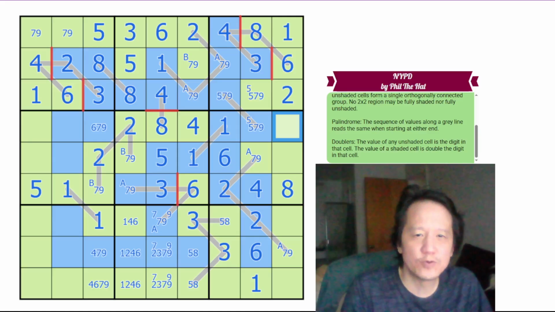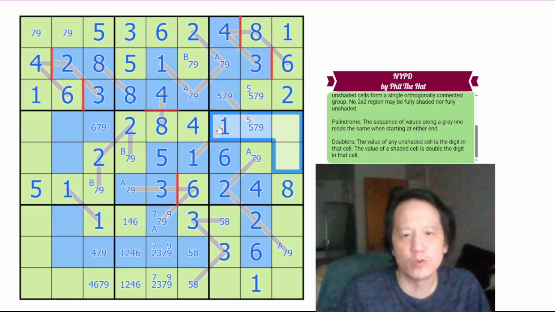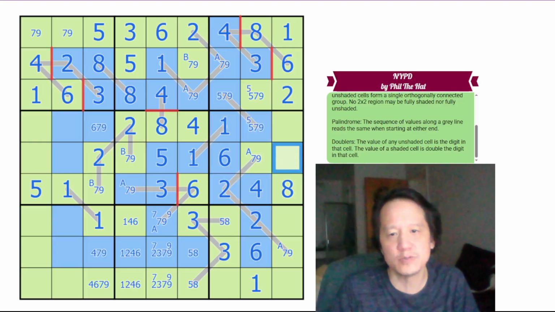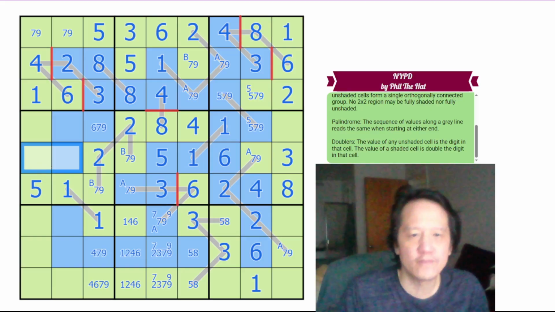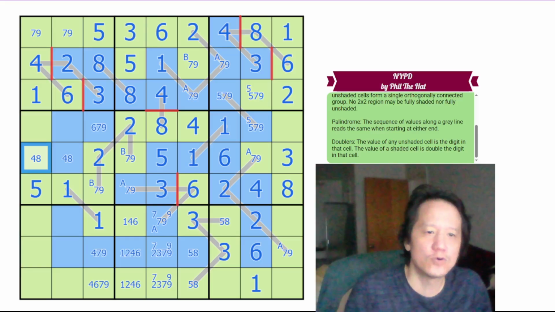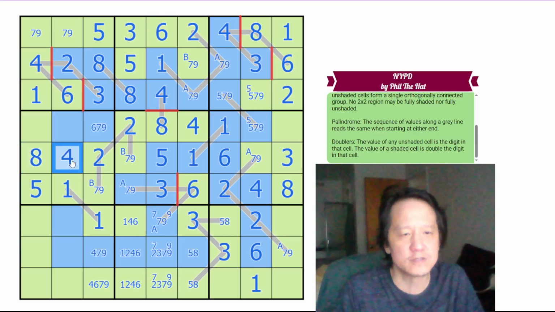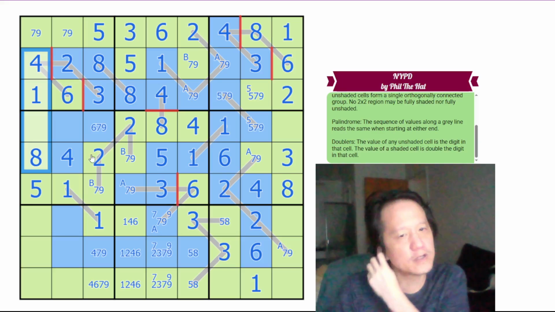We're looking for 3, 5, 7, 9. 3 cannot be here. Where's the 3 in this box then? It has to be here. So this is 3. The remaining digits in row 5 are 4 and 8. This can't be 4, so this must be 8, which makes this 4 because of the 4 in the column.